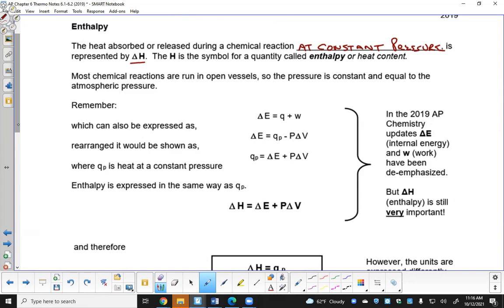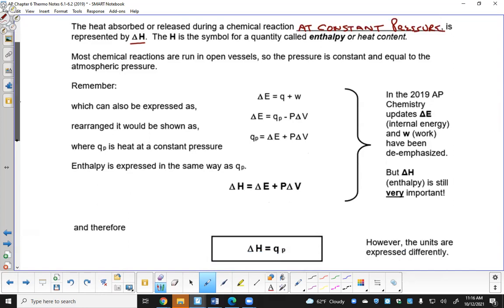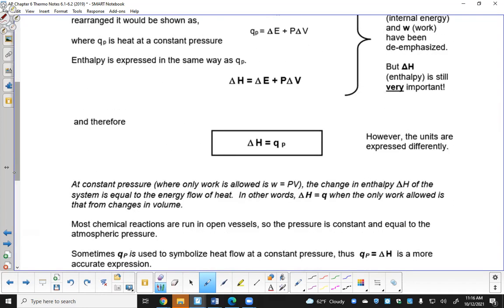So ultimately, what we have to do is skip back down here, where we see that the change in enthalpy is going to be the same as the heat flow at a constant pressure. And we don't really have to know why that constant pressure is a big deal, but it's because of the work that's not being done.